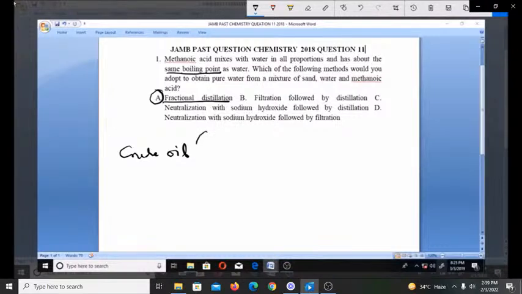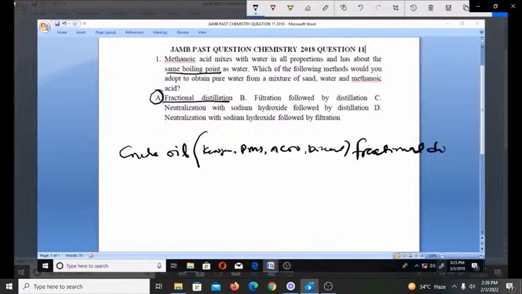So to separate crude oil into kerosene, normal fuel, the PMS, AGO, diesel, and the rest of them, you use a process known as fractional distillation. Why do we use fractional distillation to do this? Because they have close boiling points. They have similar boiling points. So that's why you do that.